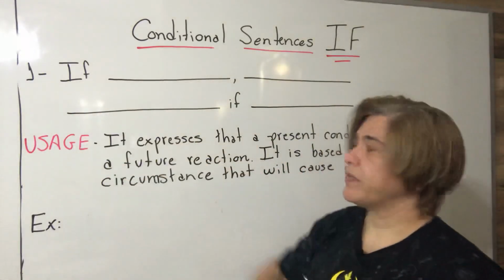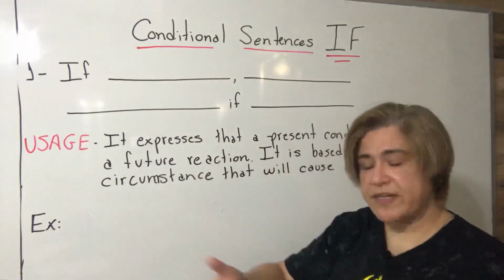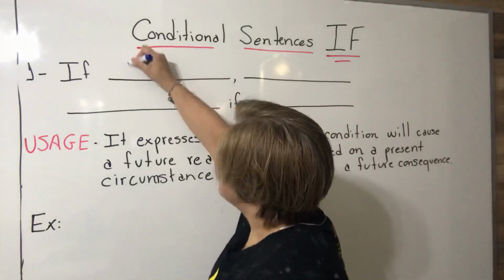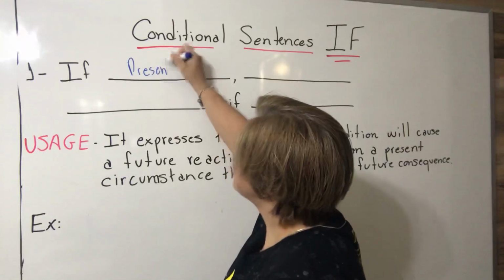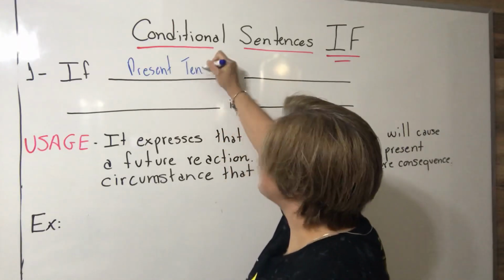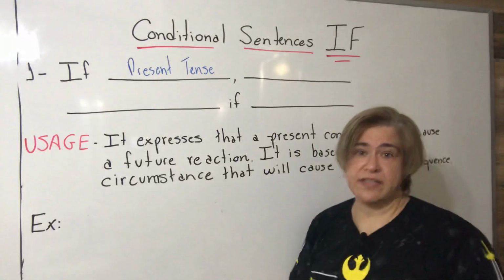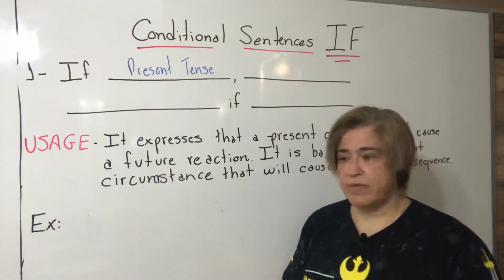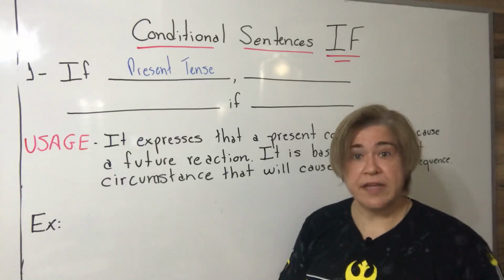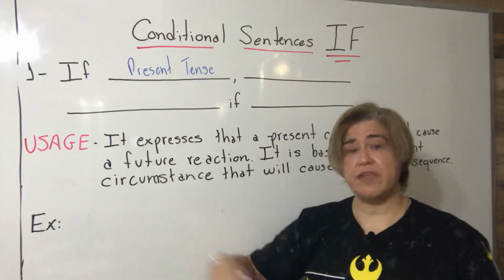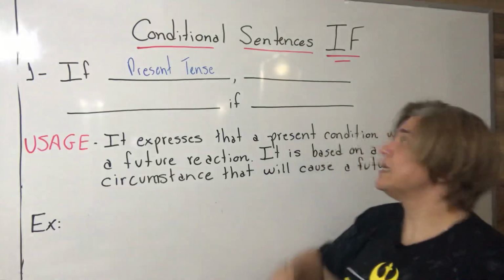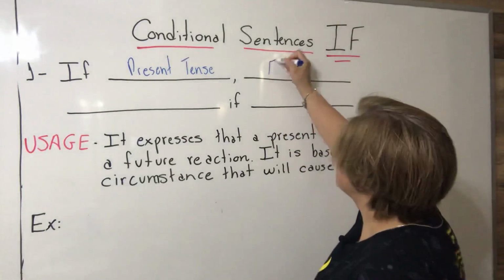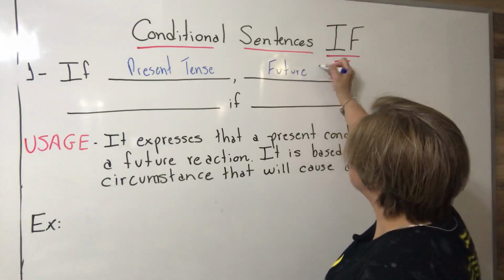In condition 1, you have if, of course, to express the condition. Verb tense here: present tense. By present tense, you must remember, we can use simple present, present continuous, present perfect. Okay, everything you have already studied with me. Okay, the next sentence is going to be in future tense.